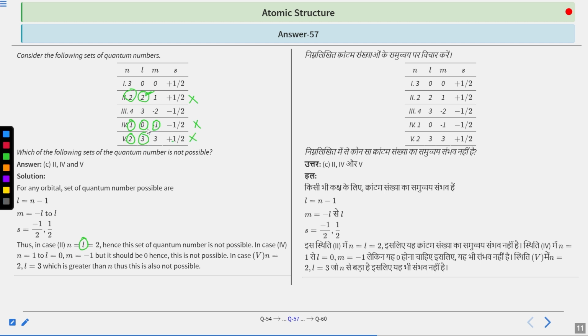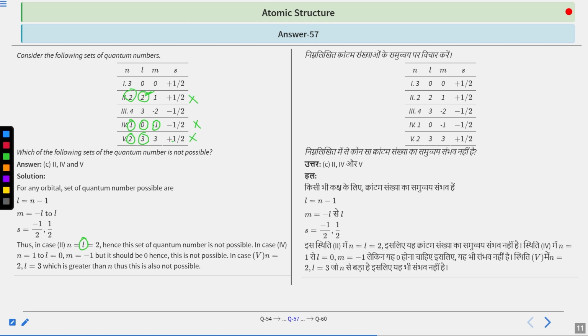And if you talk about the value of m, then the magnitude of the m value should not exceed your L value. You can take this also. So with this, we would say that these three are possible. But why are these two not possible?